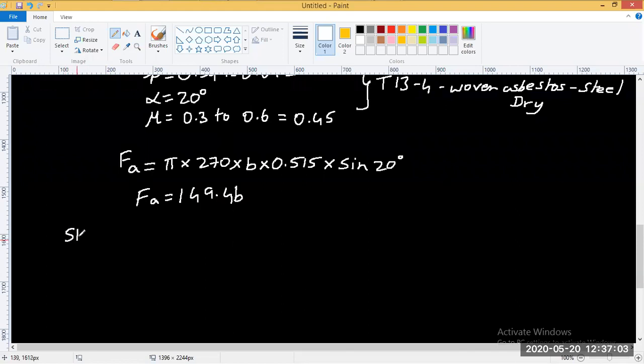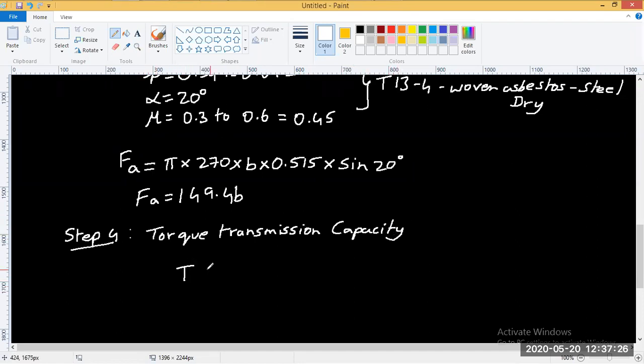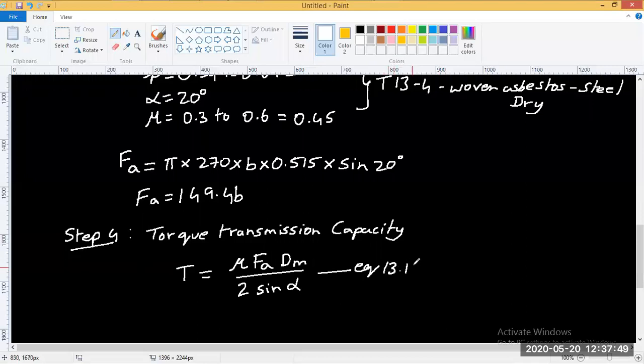Step 5 is torque transmission capacity. In the first step, we found out the torque required to be transmitted. So this is torque capacity. Torque transmission capacity is given by T or MT equal to mu FA dm over 2 sine alpha, and this is given by equation 13.10d.